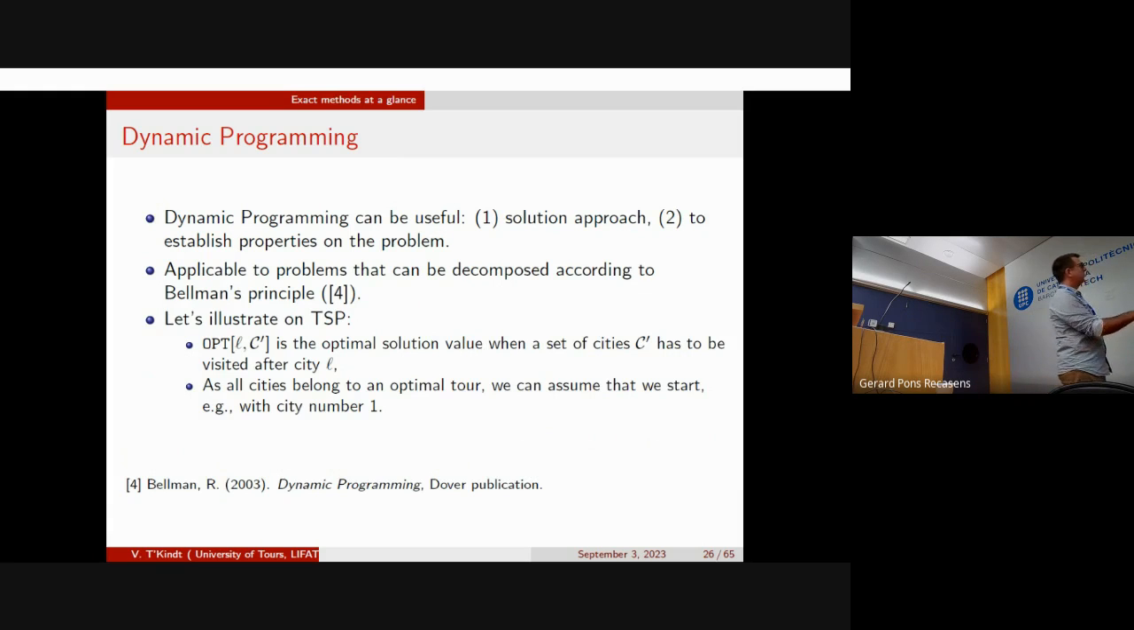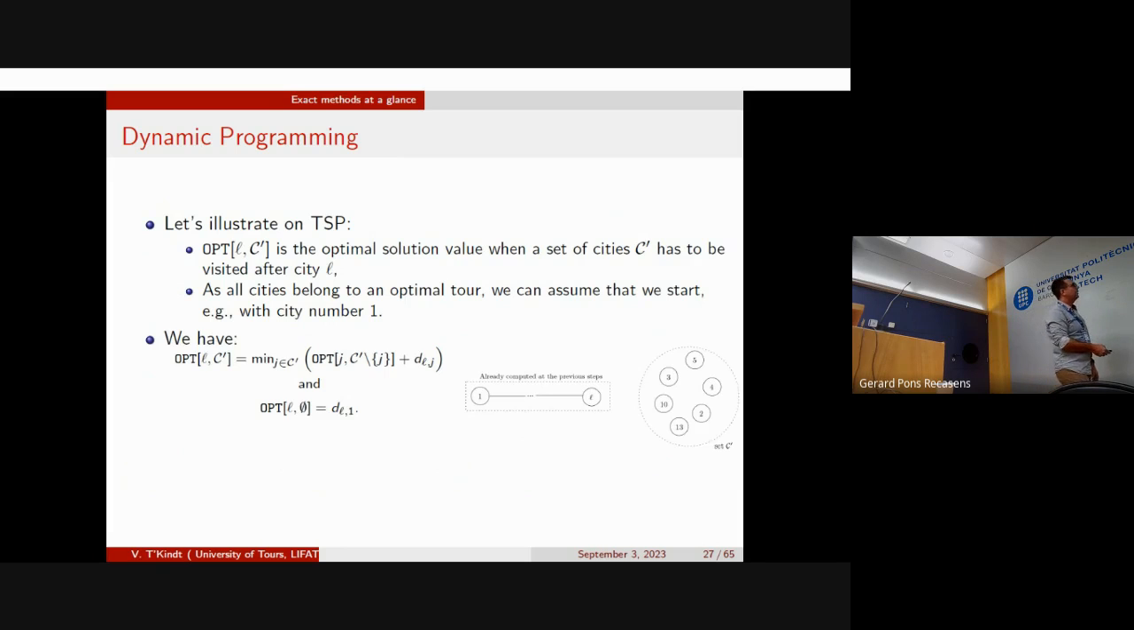So I'll denote by opt of L, C prime, it will be a recursive function. It will be the optimal solution value when I consider only a set of cities C prime that has to be visited after city L. And for sure, a city appears exactly once in the solution. So I illustrate that with this little figure.